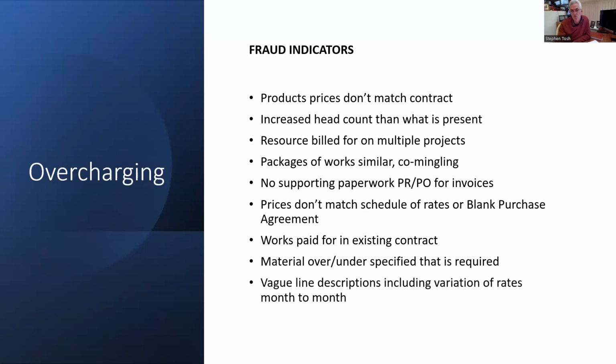Again, vague line descriptions, including variations of rates month to month. Because of the vagueness of it, such things may allow contractors to amend contract pricing.